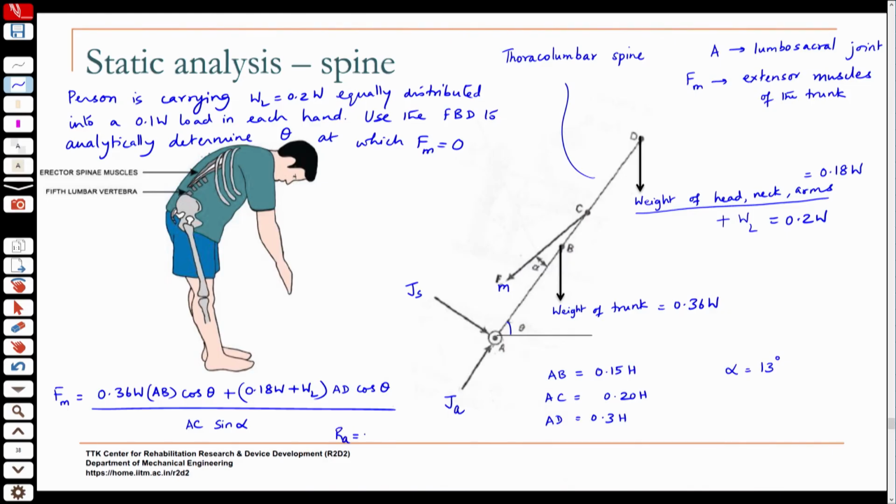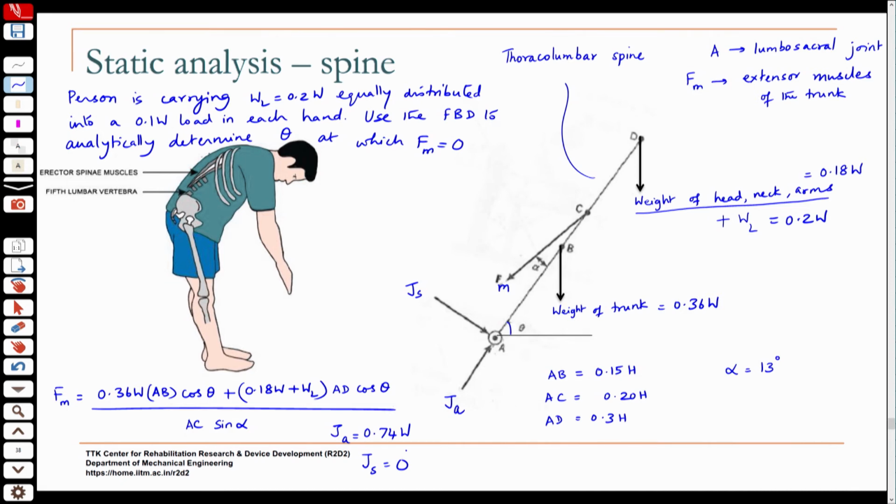And in this case, J axial comes out to be 0.74 W, and the shear force will be 0. All the loads are carried axially since Fm is 0. So, that is what happens when theta equal to 90.